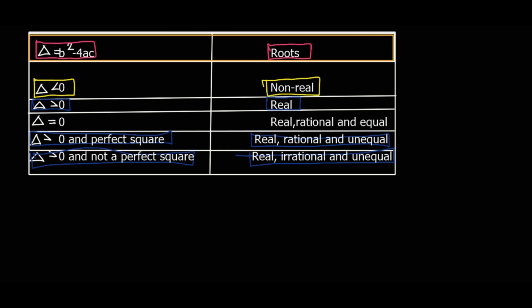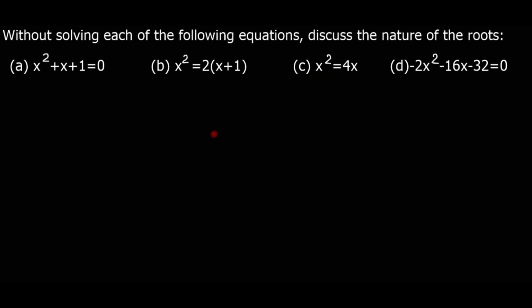So when delta is equal to 0, if you remember, the roots will be real, rational, and equal. So this is our summary. So now let's check the questions and use the discriminant. So let's see these examples.